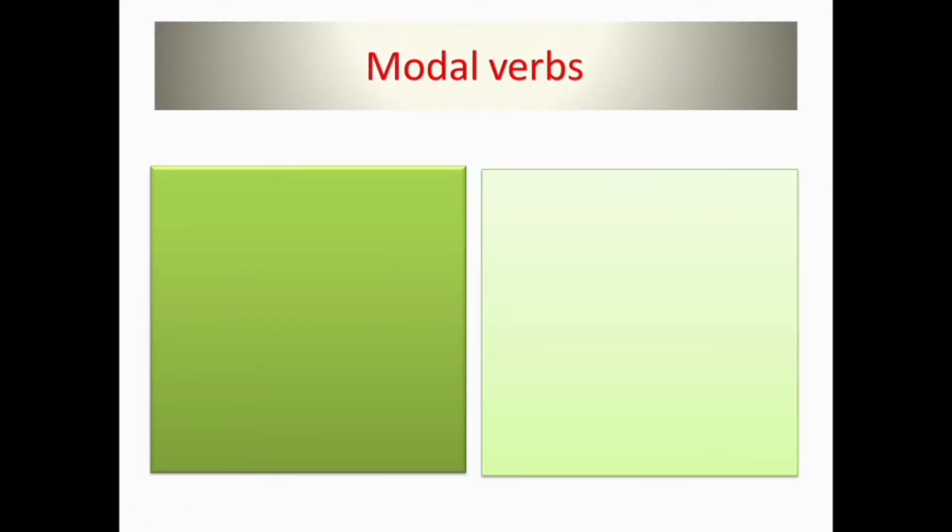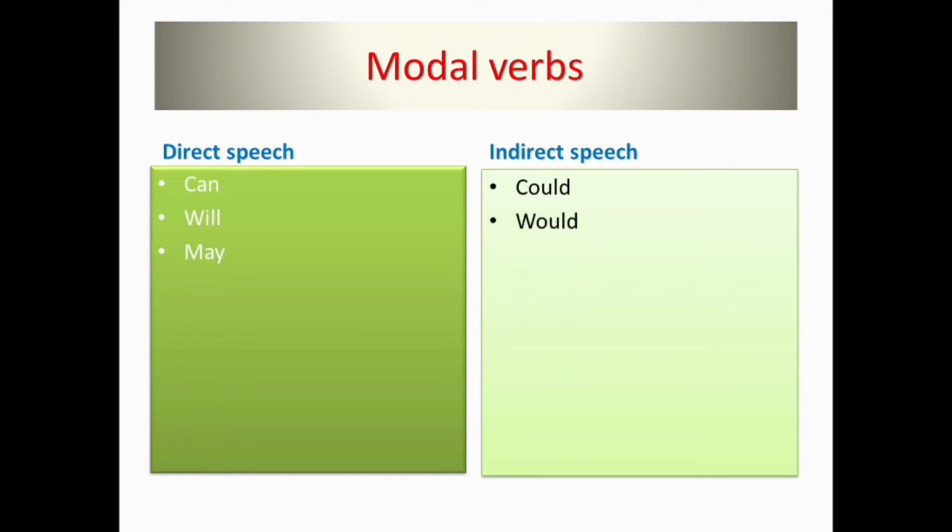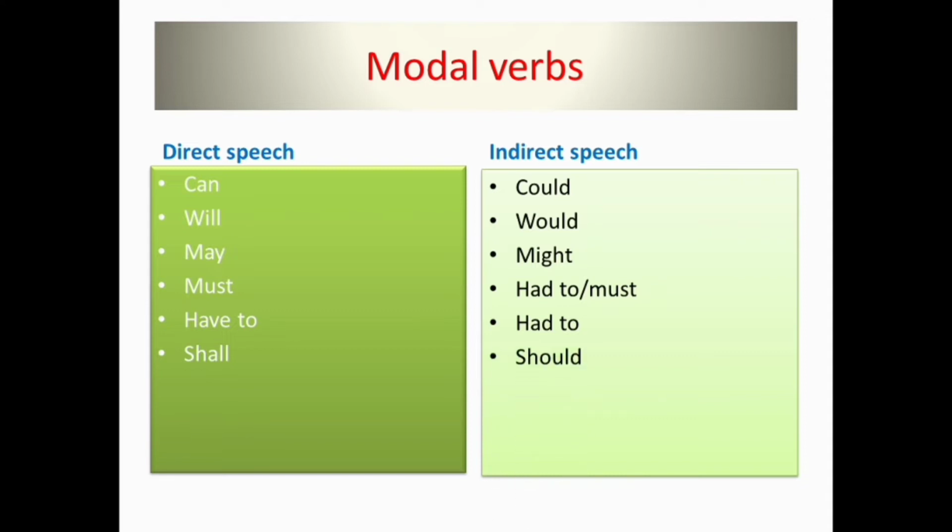Let's go now to modal verbs. Direct speech and indirect speech: can in the present becomes could. Will becomes would. May becomes might. Must stays must or becomes had to. Have to, from the present to the past, had to. Shall becomes should. Should in the past stays the same, should.